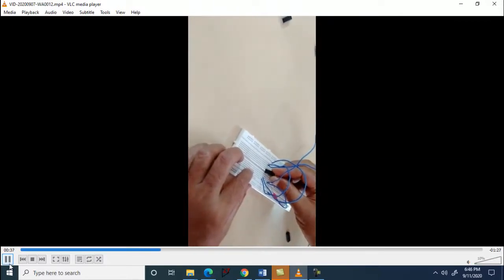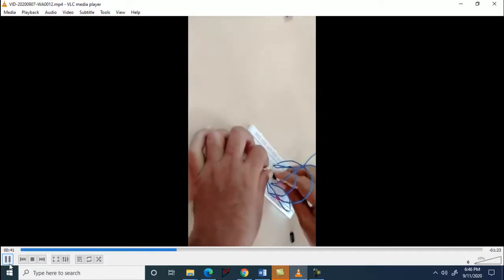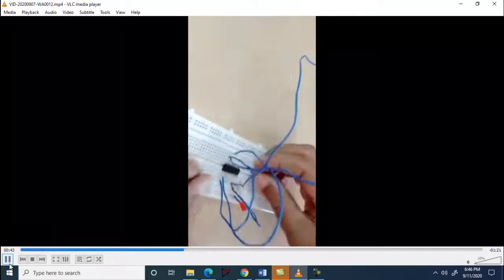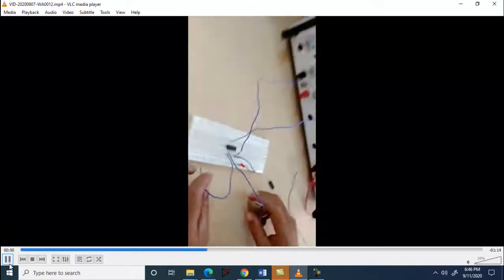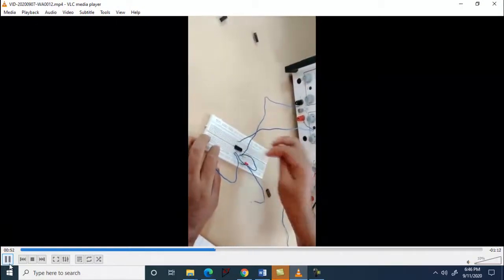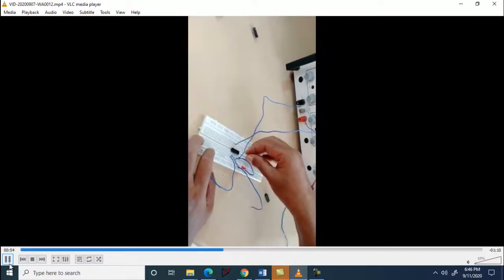So insert at the same point. Again here also, as with your AND gate, 1 and 2 are your inputs, and 3 is your output. Now give the inputs. First switch on the RPS to 5 volts.